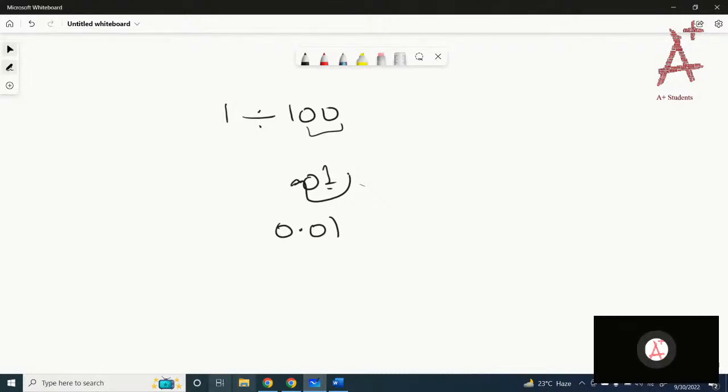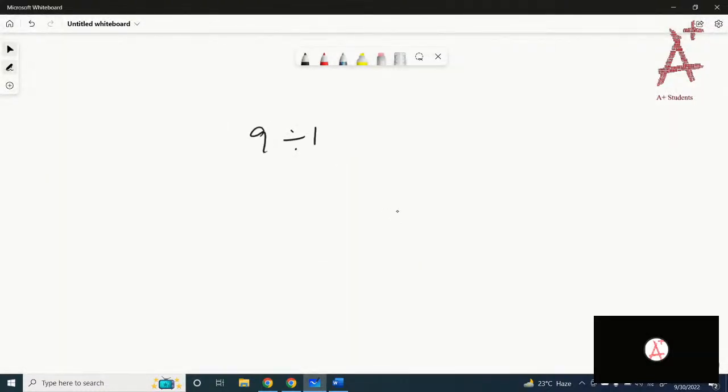Okay, the next one is 9 divided by 10. You have only one zero in the divisor. That means you have to move the decimal point just one position left. So when you move it one place left, you can write it as 0.9. Got it? You are given three options. Just select the correct option and then click on the OK button.